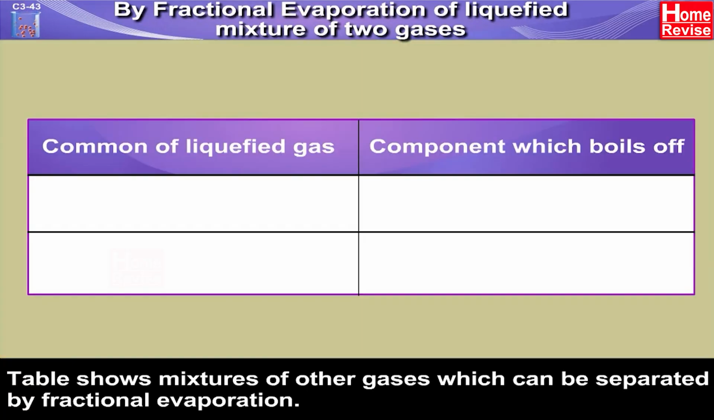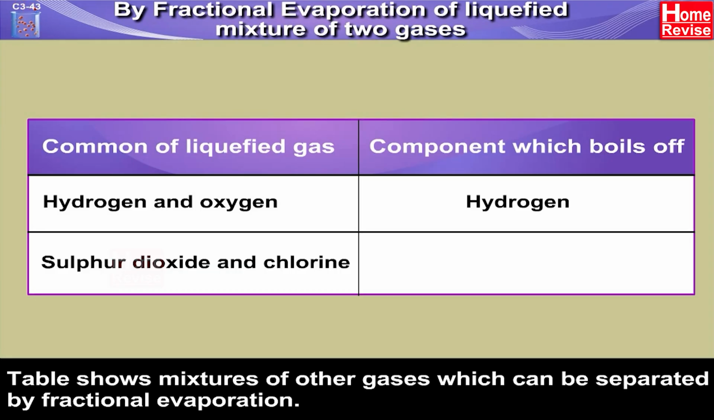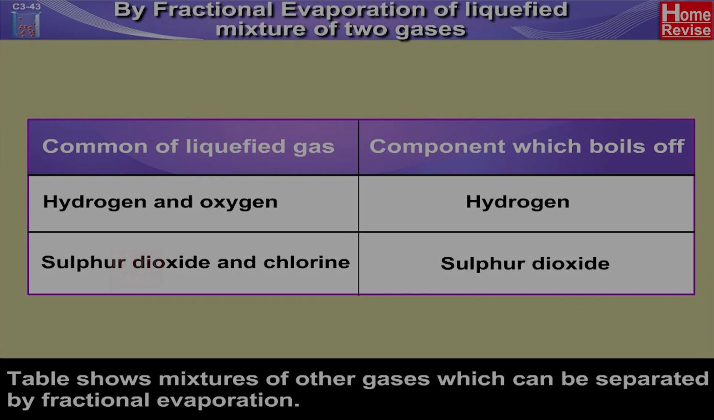The table here shows mixtures of other gases which can be separated by fractional evaporation. In a mixture of hydrogen and oxygen, the component which boils off is hydrogen, while in a mixture of sulfur dioxide and chlorine, it is sulfur dioxide which boils off.